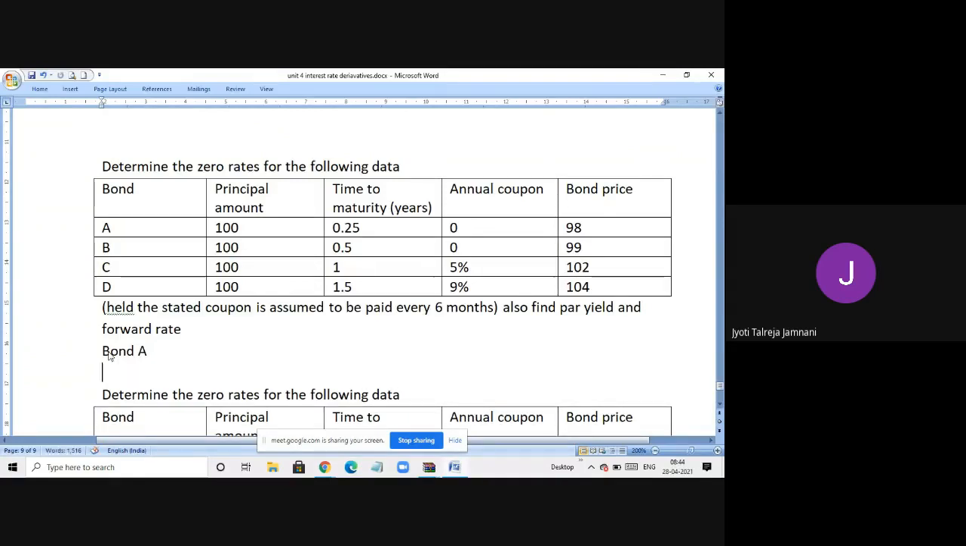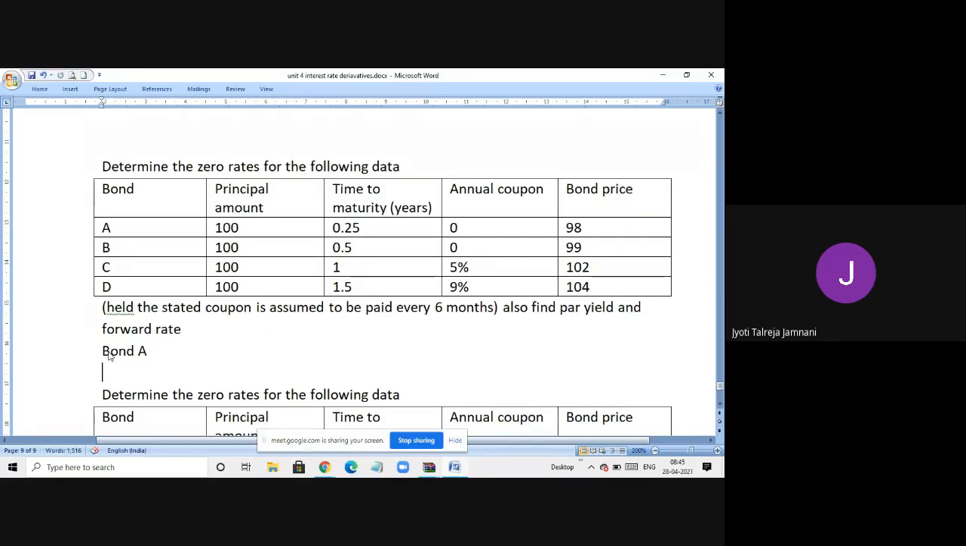Bond A is a zero coupon bond, and when it is a zero coupon bond, we don't use the formula that market value is equal to present value of cash flow. Instead of that, we find the difference between the face value of the bond and the market value of the bond and get the gain. So let's do it the same way.